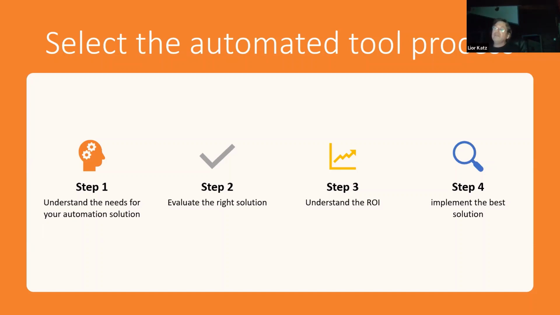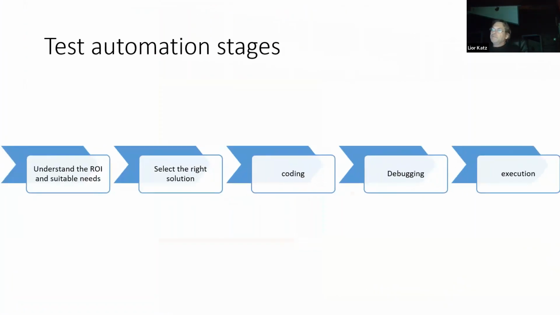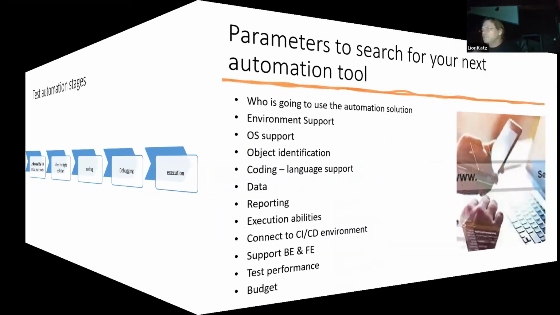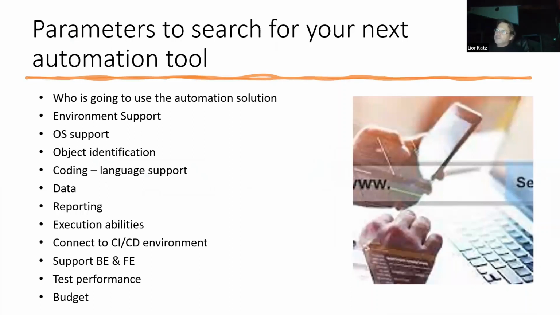Then we need to understand the ROI, and we spoke about the ROI, and of course to implement the best solution. And of course, the testing automation stages: first of all, we need to understand the ROI, then select the right solution, coding, debugging, and execution, and enjoy the tool, of course. So I gave you here a few parameters to think about when you're searching for your next automation tool.